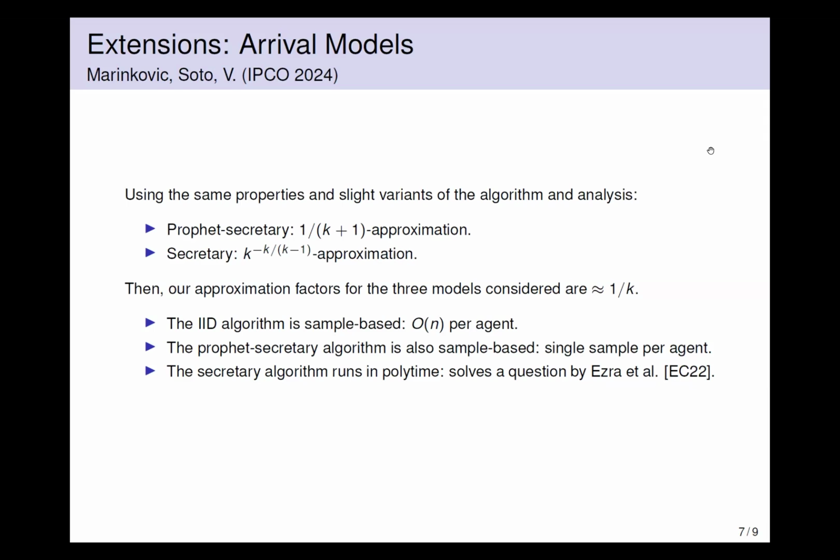And then the secretary algorithm runs in polytime, right? Which is also nice because now we're solving the DLP. And actually this answers a question by Tome and Michal in a paper in EC22, whether one can essentially match this factor, but efficiently.